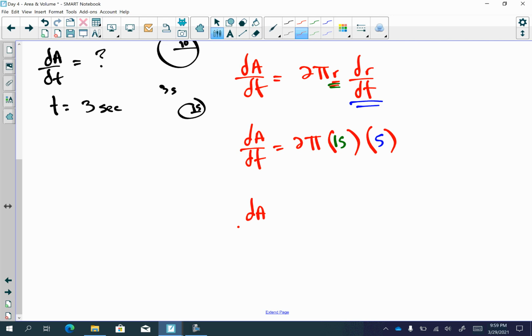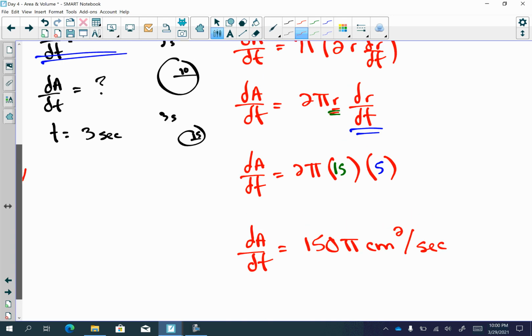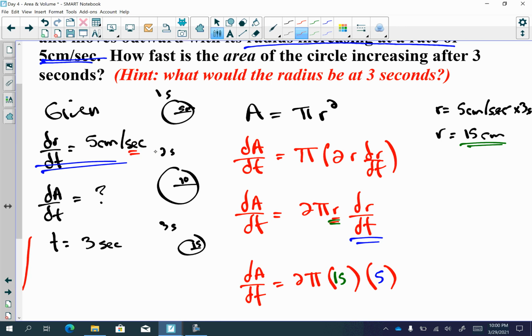All right. A lot of textbooks would just leave this as 150 pi. Okay, 2 times 15 is 30, times 5 is 150, times pi is 150 pi. All right, and units, remember it's the rate at which the area is increasing. So area would be in units squared, in this case centimeters squared. And per unit of time, I have to go with seconds. The unit of time would be the same as this unit of time.